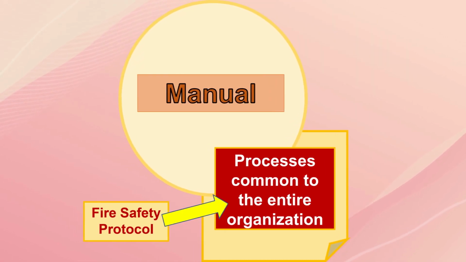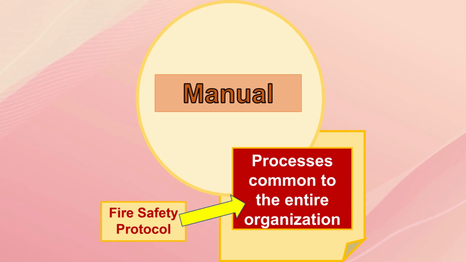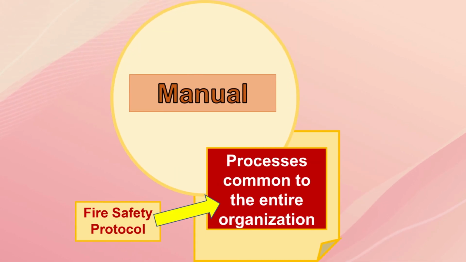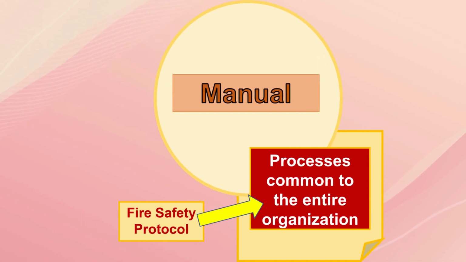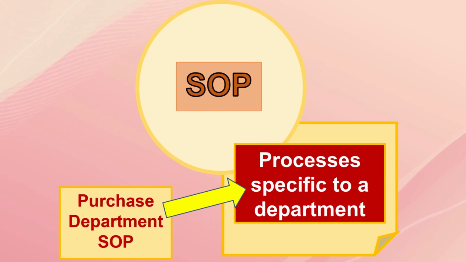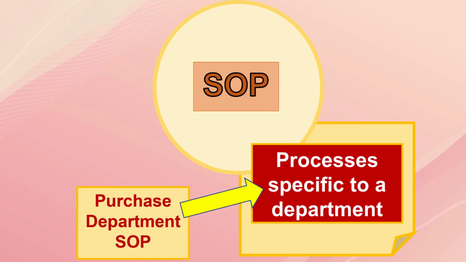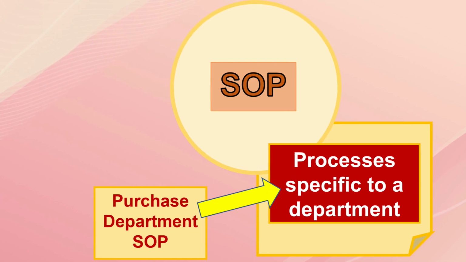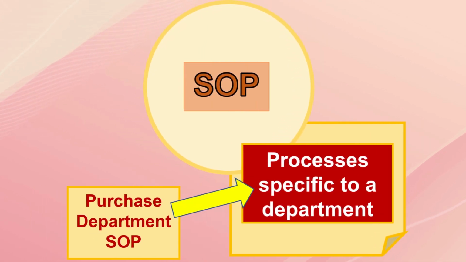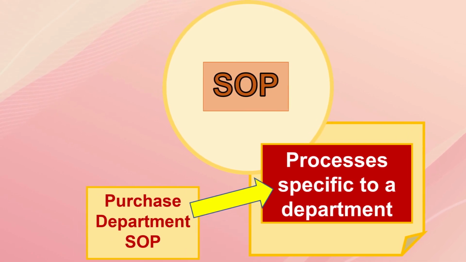A manual is prepared for a process or function that is commonly applicable to the entire organization. For example, fire safety protocol, employees' code of conduct. An SOP is prepared to capture the processes and functions of a department, and is applicable only to the department. Other departments may refer to it for information. For example, Purchase Department SOP, Engineering Department SOP.